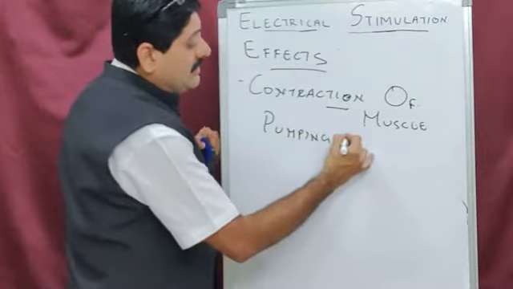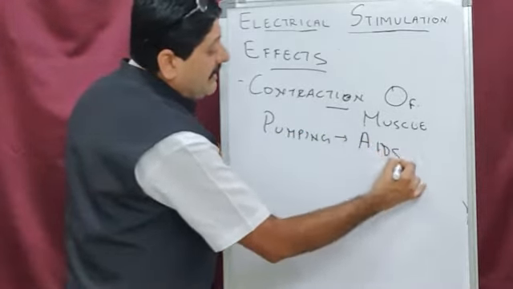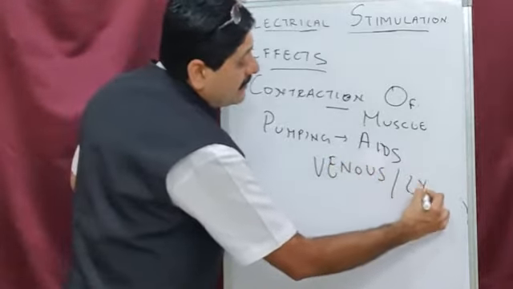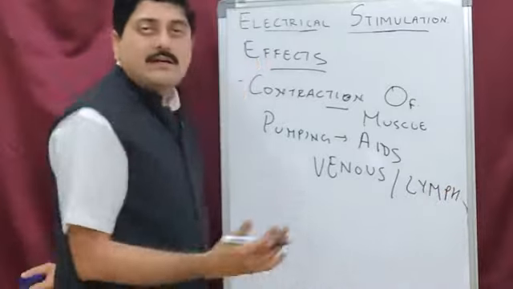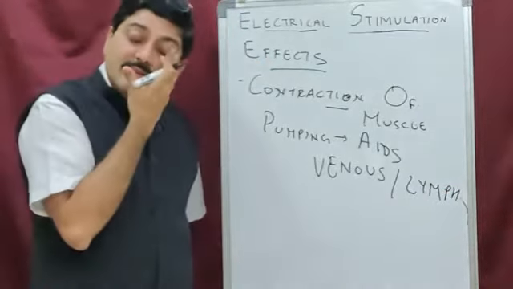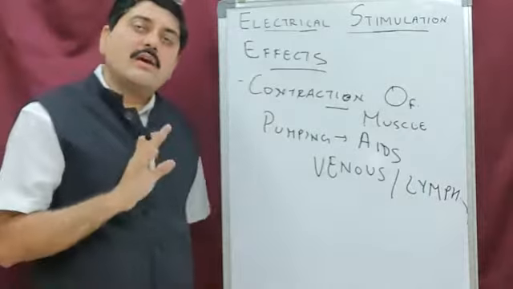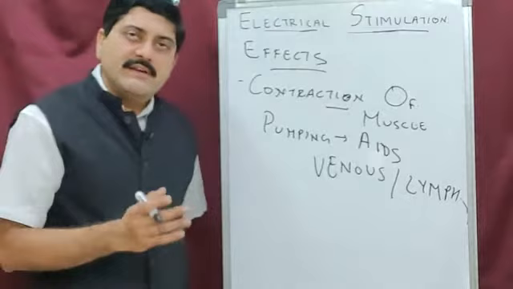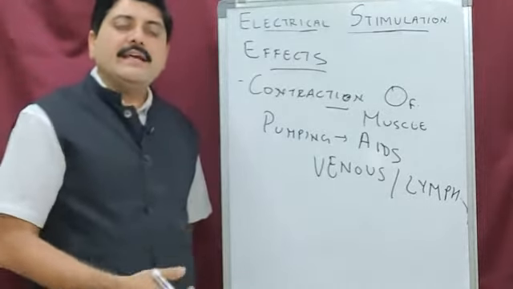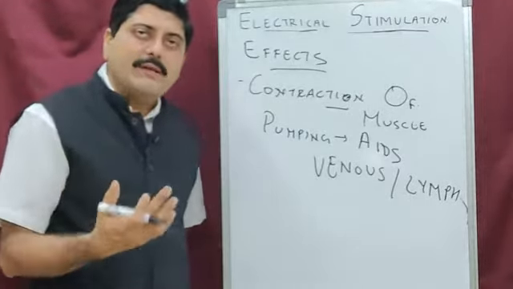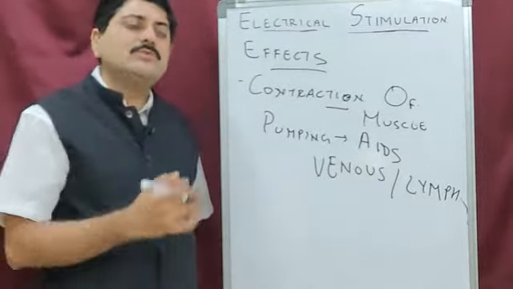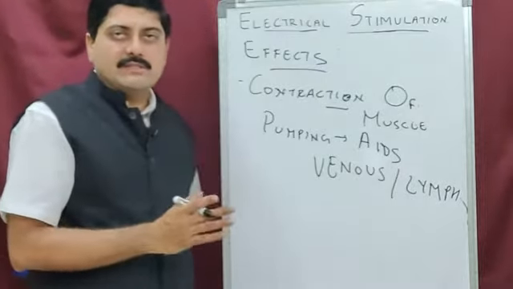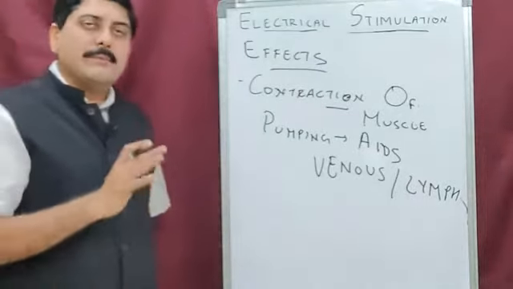pumping action, which aids venous and lymphatic return, right? So whenever there is a stasis of venous or lymph also, for example in cases of lymphedema or in cases where there is venous insufficiency and the venous return is not happening properly, there also we can use this particular stimulation of muscle to aid the drainage of the muscle. So this is again an effect of the muscle on the body.